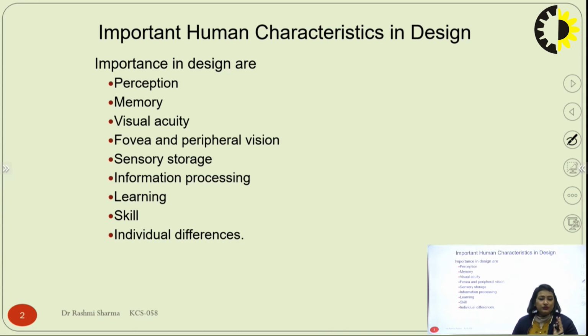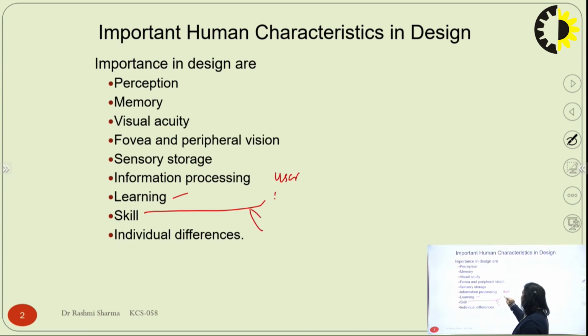Or the home button is on the top left corner, and the contact us is on the top right corner. Some of this storage is fixed into the mind of the users. Then comes the information processing. How you process that information, and how you are retaining or learning it, comes under learning. Then the skills, and how these skills we can have for different users.